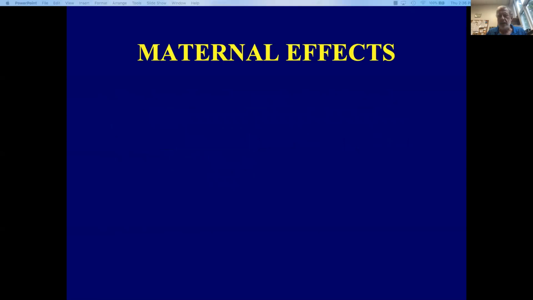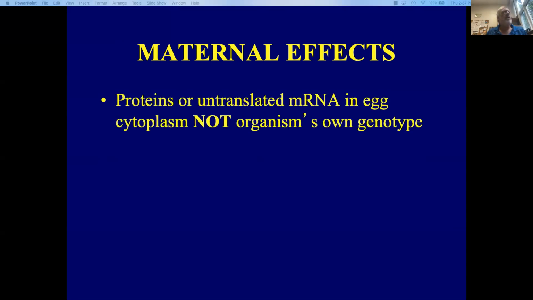Now, maternal effects. Of course, your maternal parent is your mother, and the egg is an entire cell, whereas the sperm only contributes a haploid complement of chromosomes to the egg, and everything outside the cell nucleus comes from the mother only. That is everything in that zygote. So here, proteins or untranslated messenger RNA in the egg cytoplasm, not the organism's own genotype, determines the phenotype. So again, phenotype and genotype aren't really linked here.